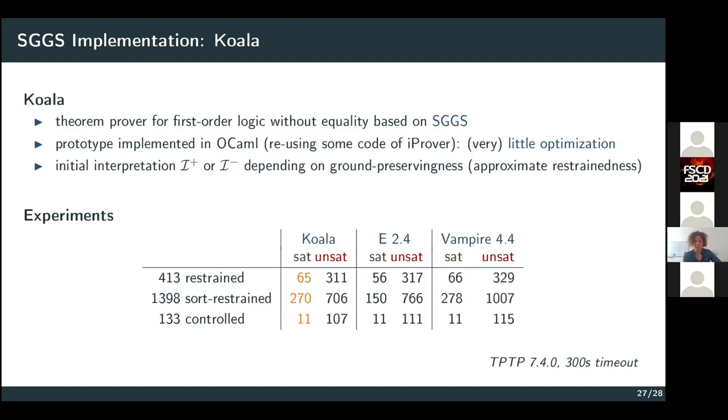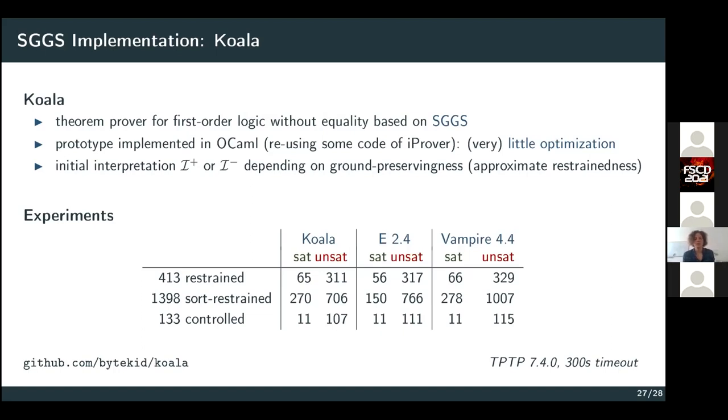unsatisfiability. But if we look at the satisfiable problems, then actually Koala doesn't do so badly. Vampire shows a couple of problems more satisfiable, but E is also significantly below. So we thought it makes sense that Koala is better for satisfiable problems because it's based on a model constructing approach. So if you're interested, then the tool is available.